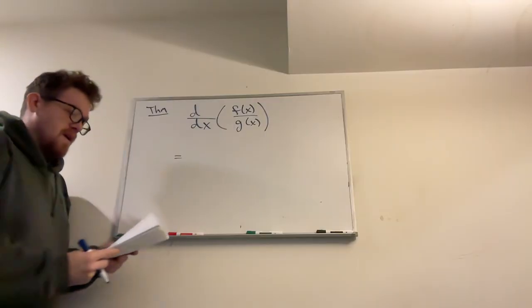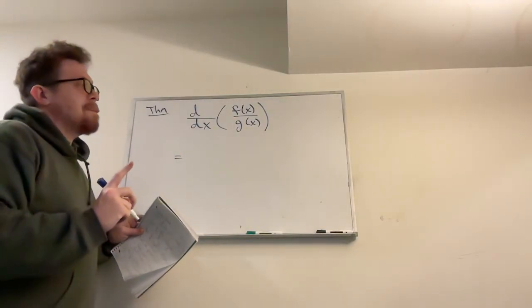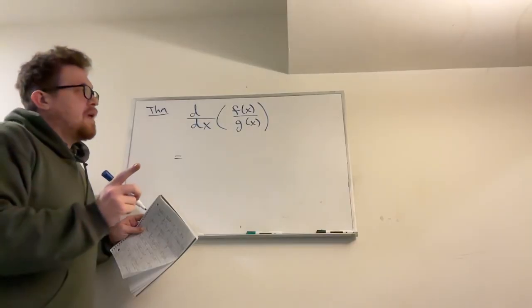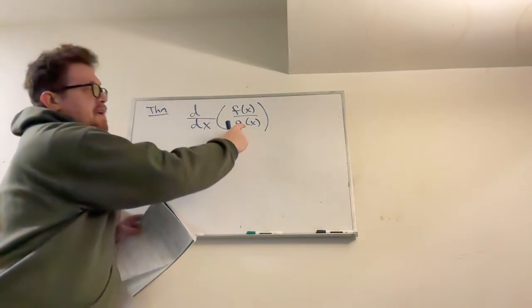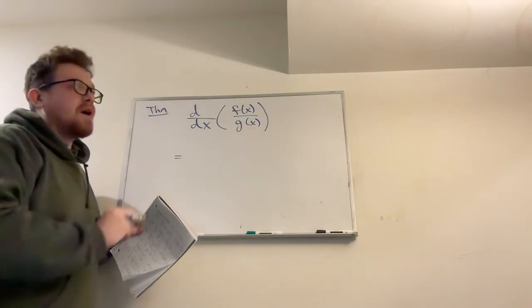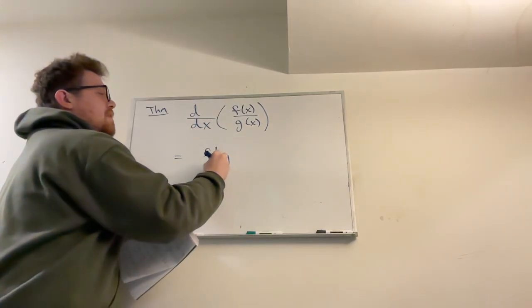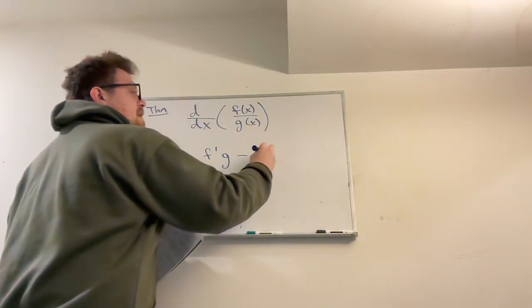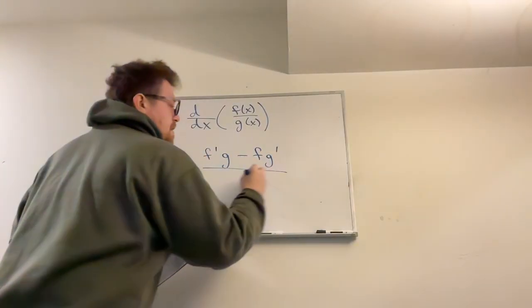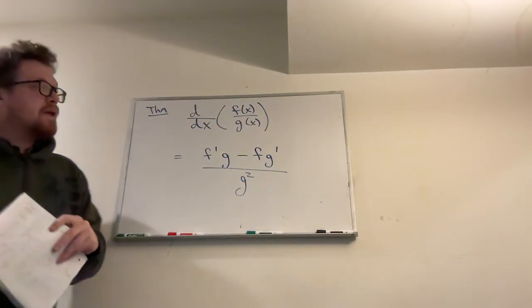It's kind of annoying. So the way I remember this, it's very similar to the product rule, except you have a minus sign between them, and then you divide by the bottom function squared. Other than that, it's the same. So it's f prime g minus, instead of plus, f g prime, and then you're going to divide by g squared. So that's how I remember this quotient rule.